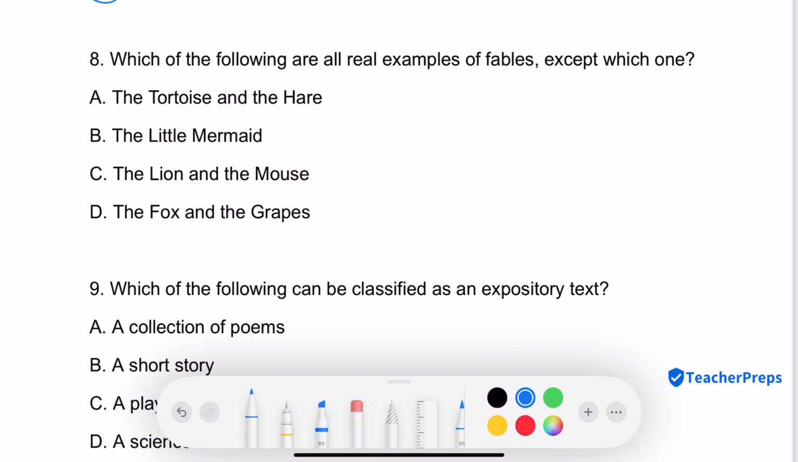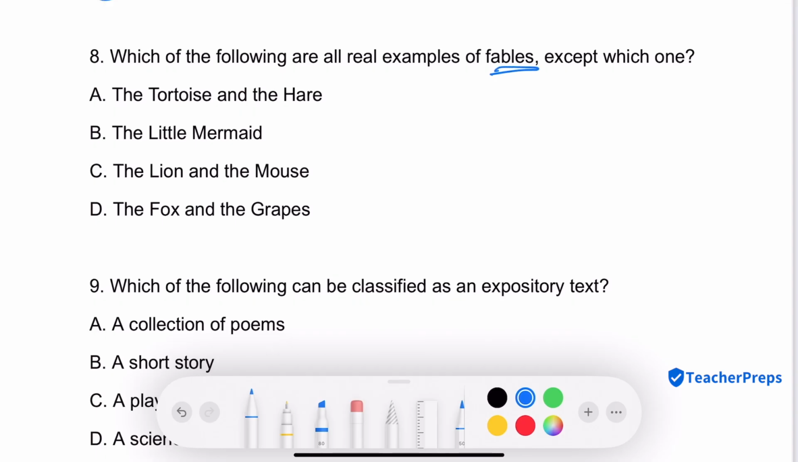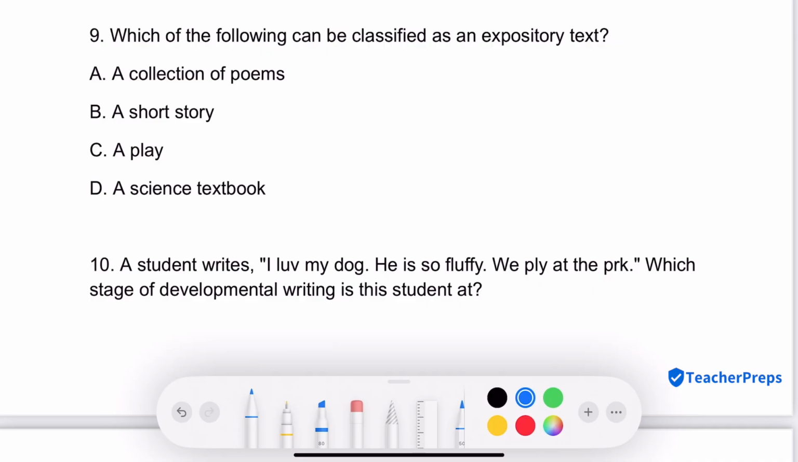This test question checks your knowledge of literary genres. This is another key characteristic of elementary teacher certification exams, and the key characteristic of a fable, which is what they're asking, is that remember that these are short stories, typically talking about animals and teaching a moral lesson. So the tortoise and the hare and the other options are all examples, whereas The Little Mermaid is a classic fairy tale. So they asked which one is not. So we're going to select option B and move on to question number 9.